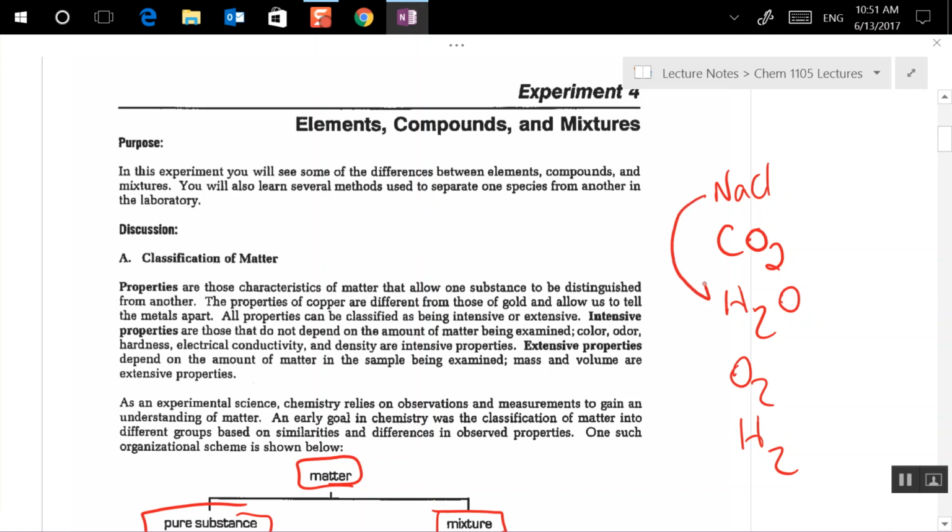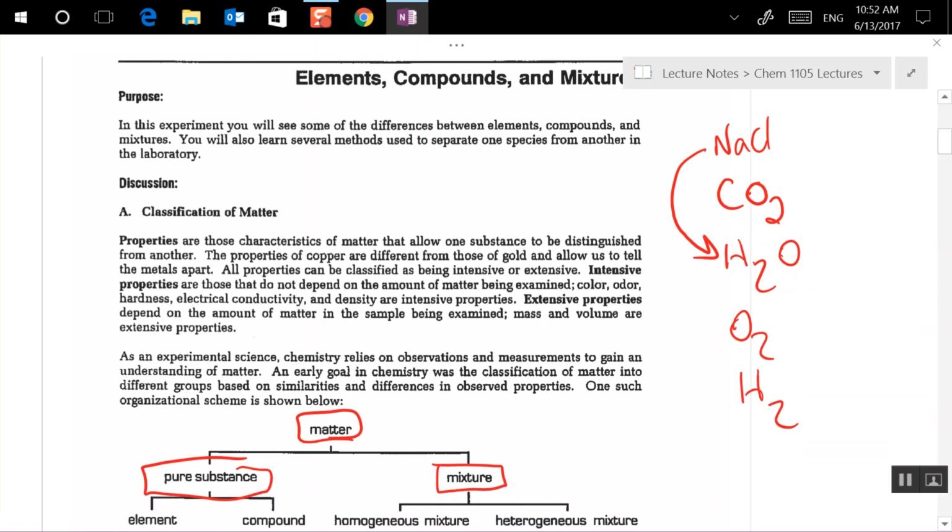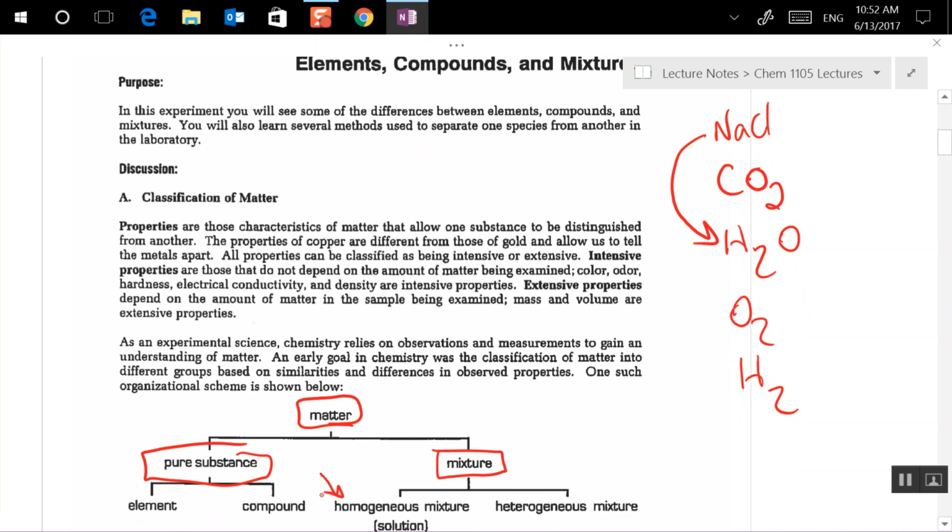If you put the sodium chloride in water, which is another pure substance, now it's a what? Now it's a mixture, right? So now I've created a mixture, and mixtures come in two categories. We have homogeneous mixtures, and we have heterogeneous mixtures. Homogeneous meaning the same. The prefix homo means the same. So a homogeneous mixture is one that's the same throughout the entire mixture.